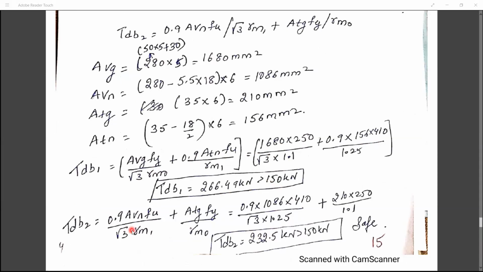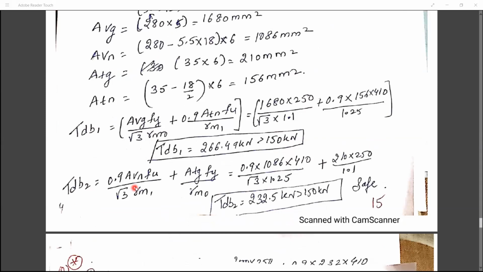So it is safe. Now TDP2 is nothing but 0.9 AVN Fu by root 3 gamma m1, plus ATG Fy by gamma m0. If you substitute all these values, you will get 232.5 kilonewton. That is also safe. So by these, the design is safe because it is coming more than our factored load which was given in our problem.